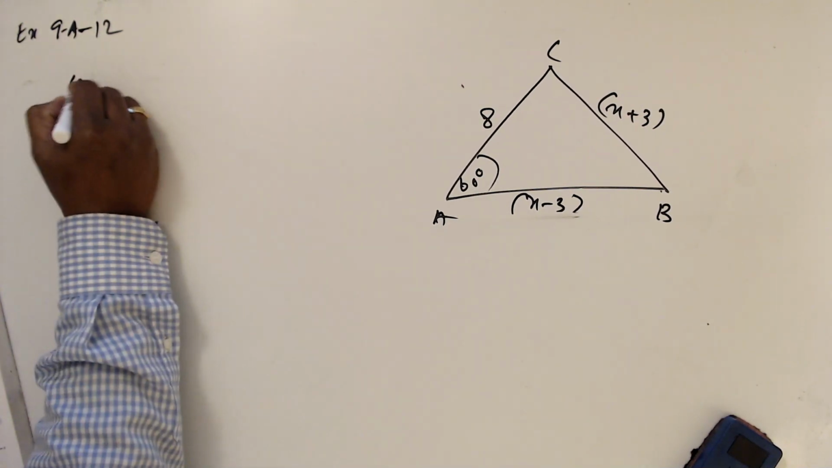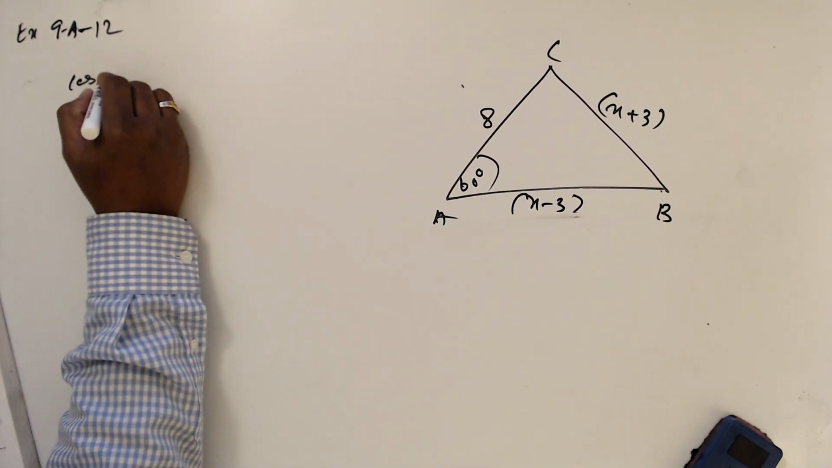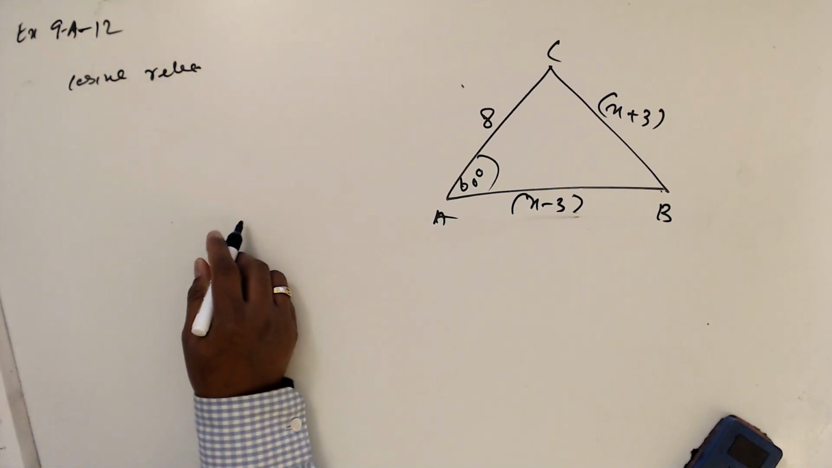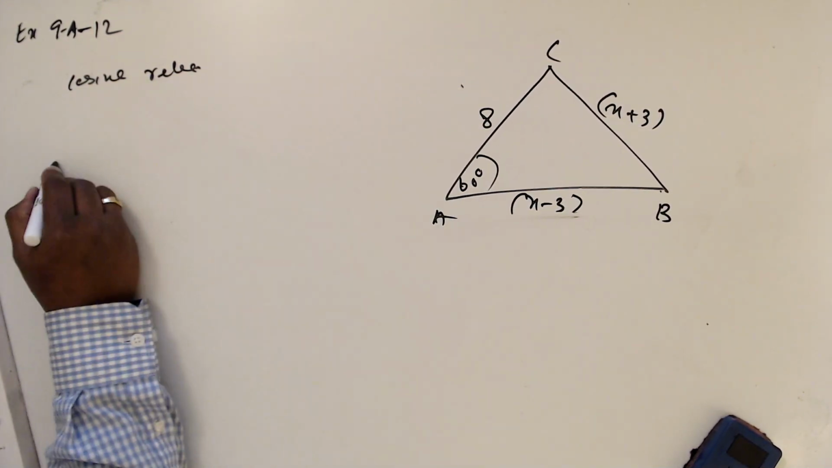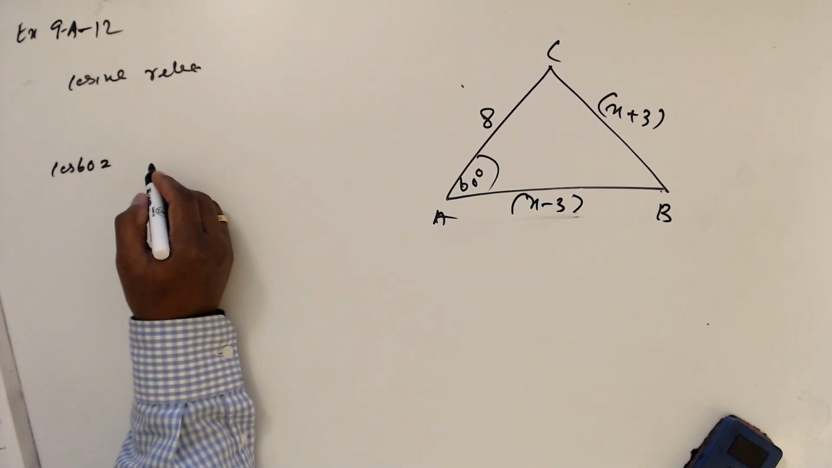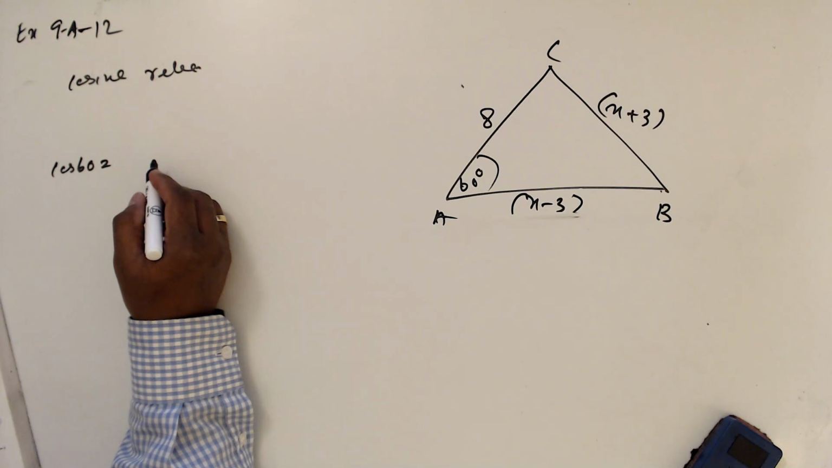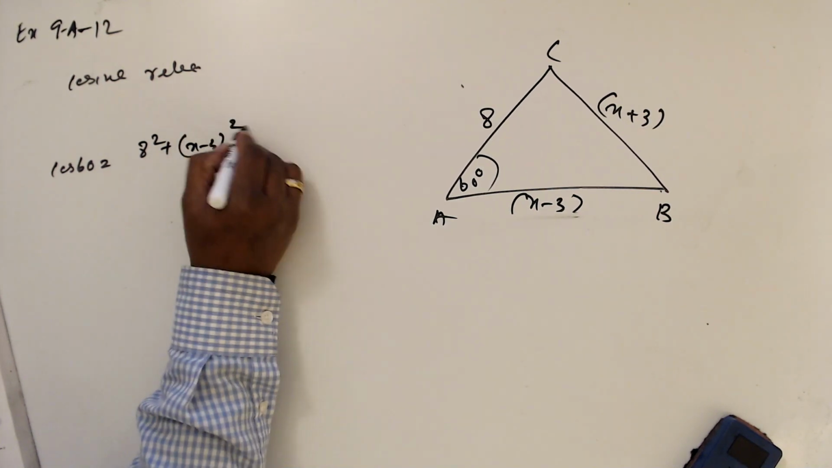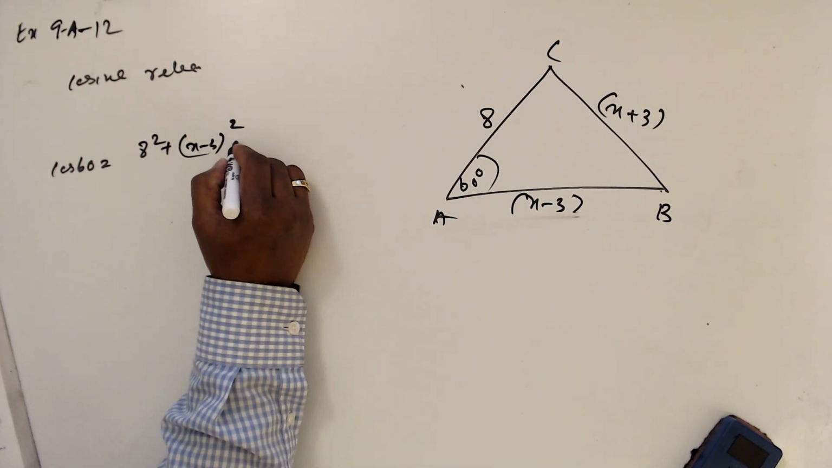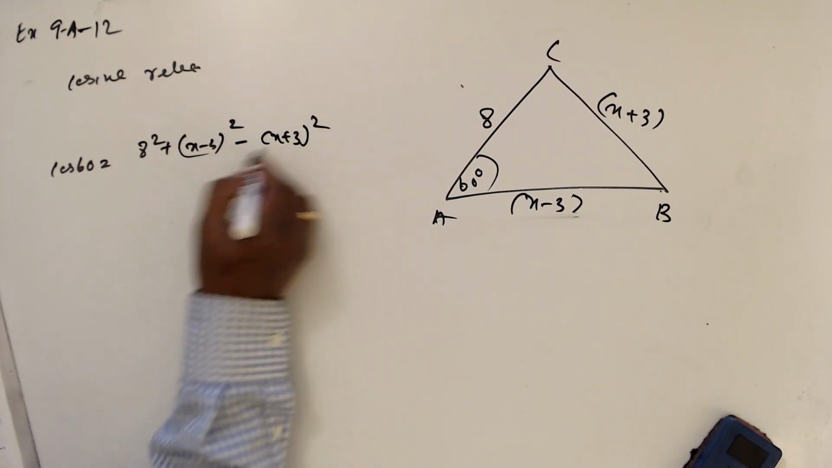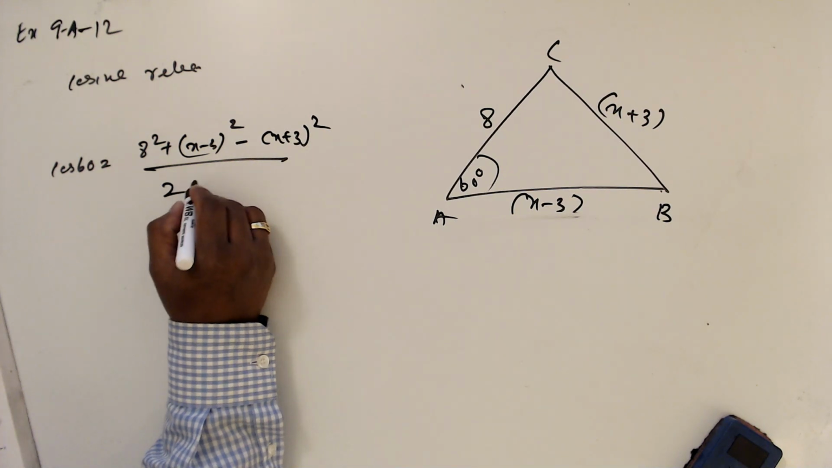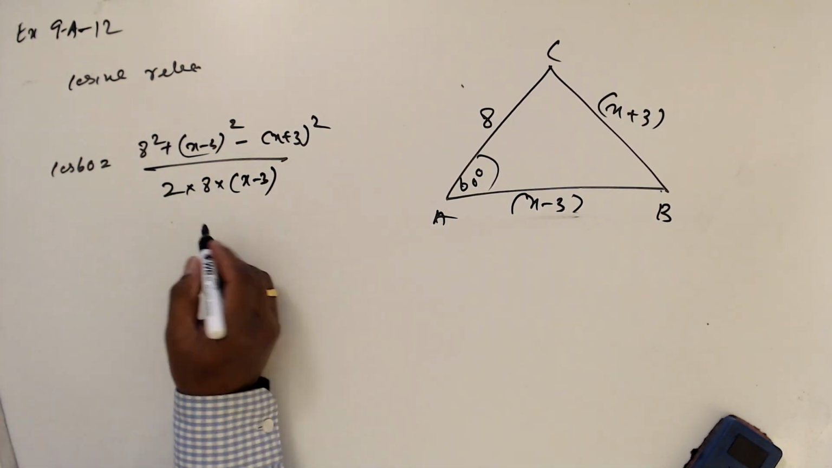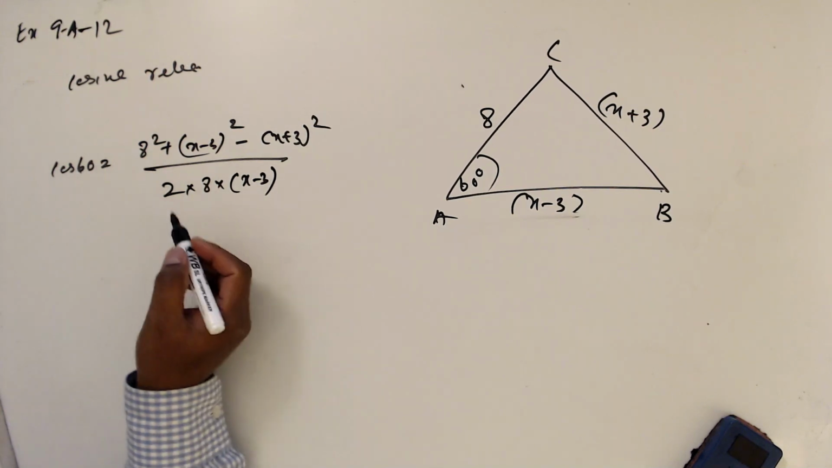Now we have to apply the cosine rule. For this angle, because this is the only one we know, cos 60 equals 8 squared plus (x minus 3) squared minus (x plus 3) squared, over 2 times 8 times (x minus 3). Then cos 60 is half.